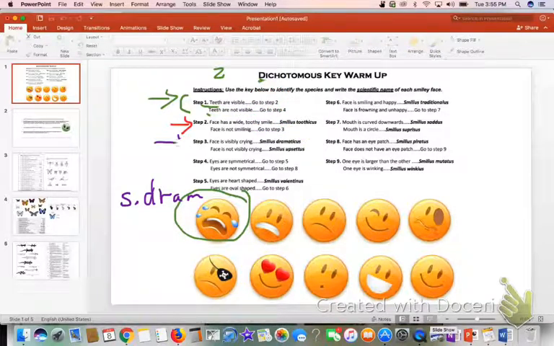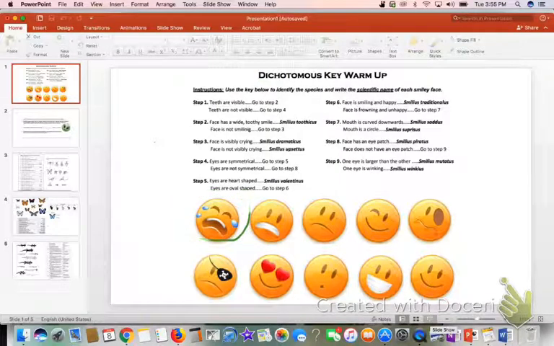Let me show you another one on here. You would take every one of these and start at the beginning. No two are going to have the same name. So if you ever come up with two having the same name, you know that something's gone wrong.